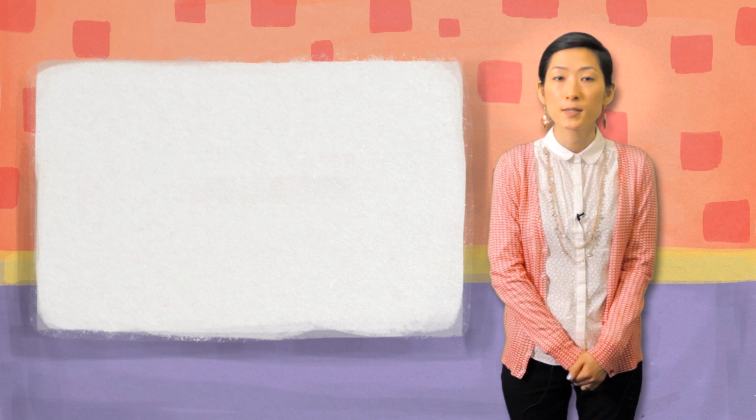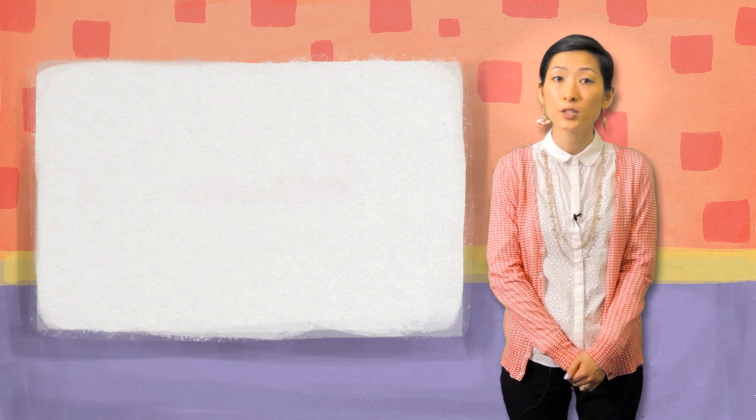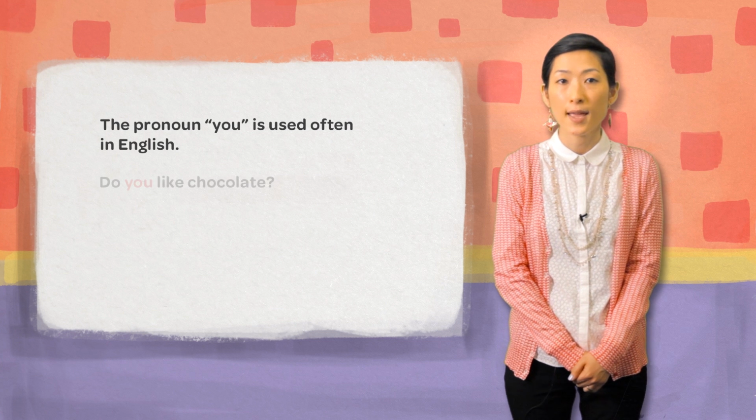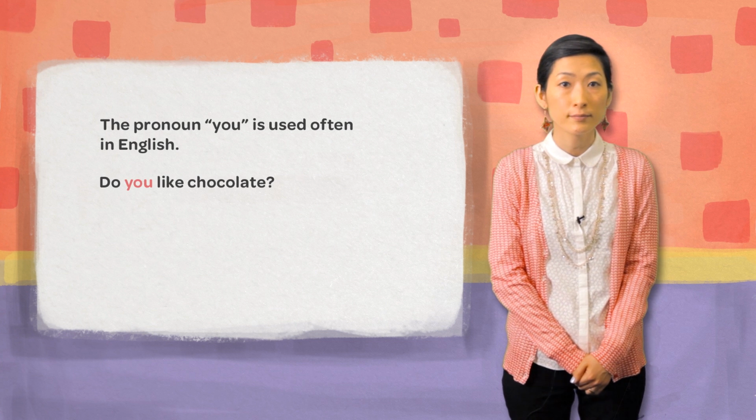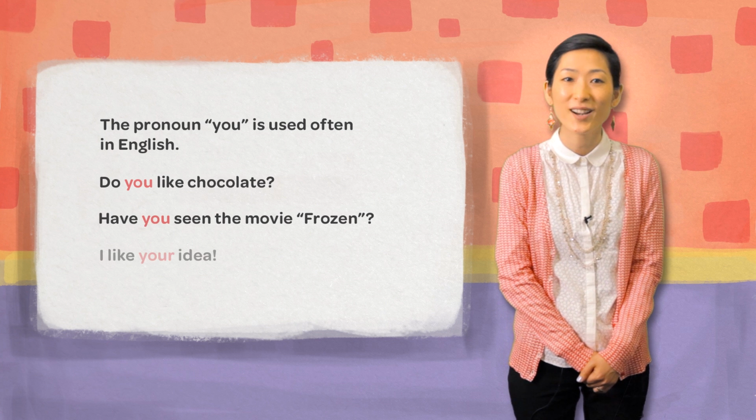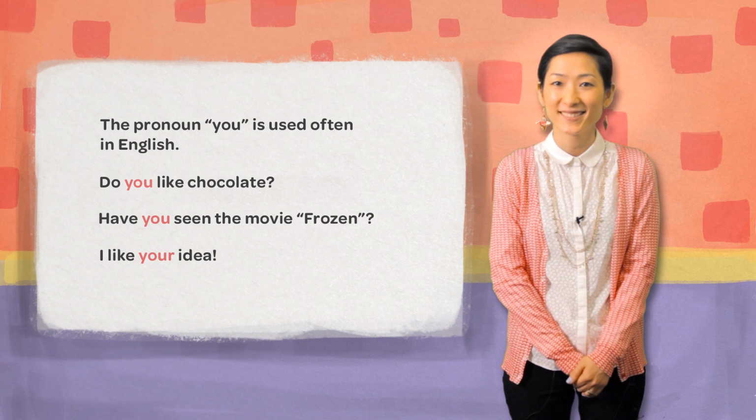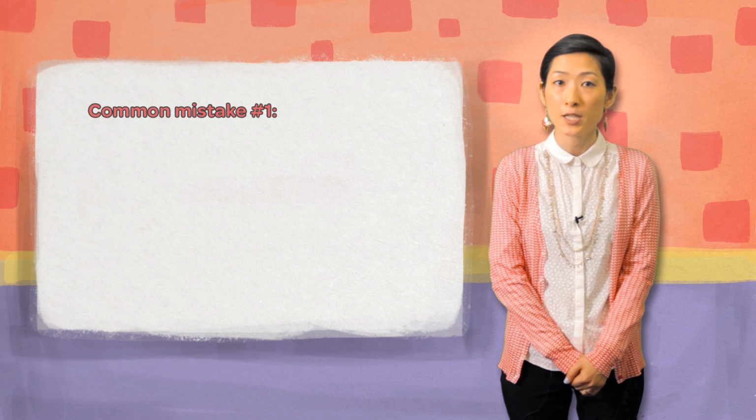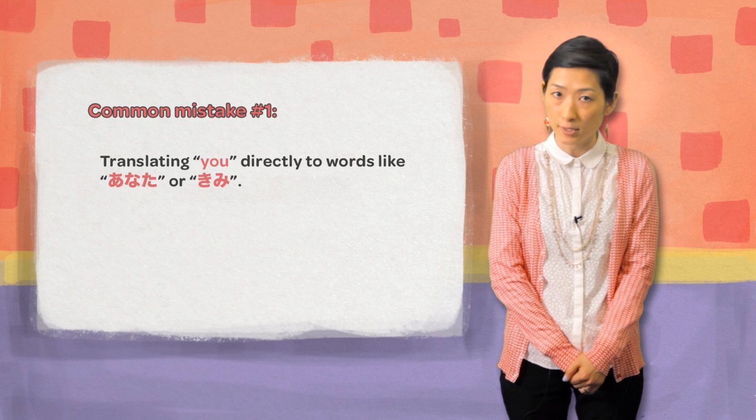When you're talking with someone in English, you constantly use the word you, right? For example, you may say, "Do you like chocolate?" Or, "Have you seen the movie Frozen?" Or, "I like your idea." One of the most common mistakes that people learning Japanese make is to translate this directly.